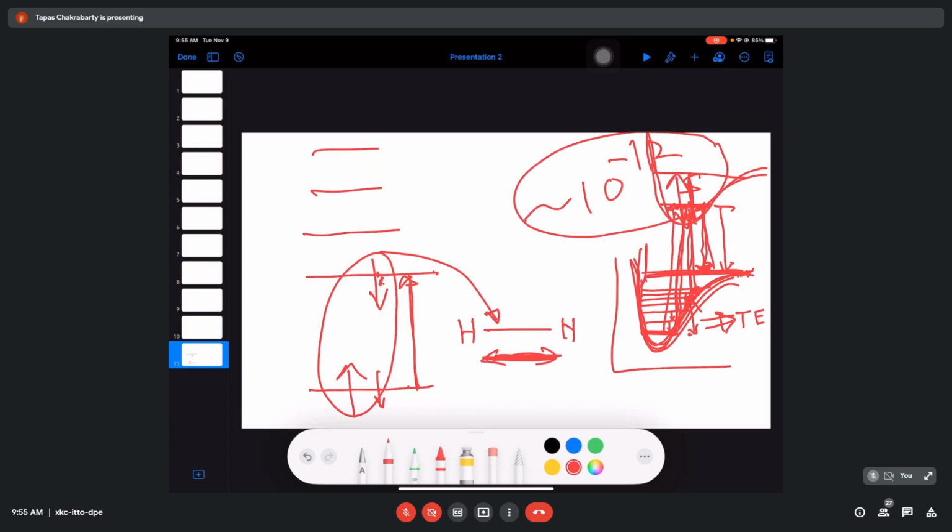Okay. Because of this geometry change, the extent to which the geometry has changed partly determines which region of the ground state will be populated when the molecule comes down from the excited state. That is what I am trying to show you on the right-hand side here.